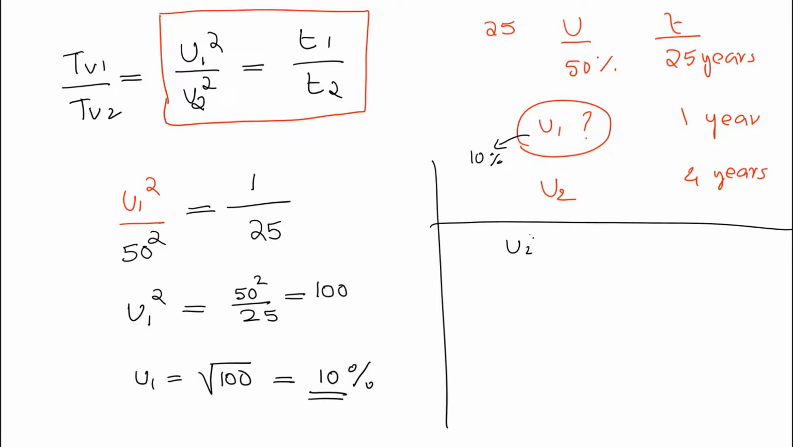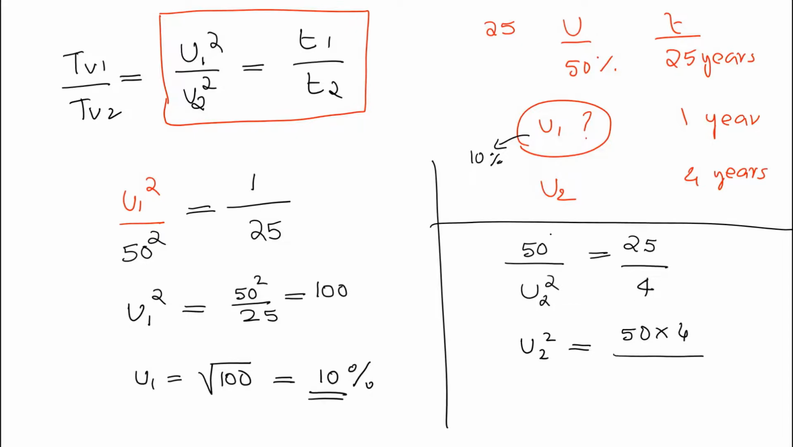So for U2 square, I'm just writing, for 50% consolidation it will take 25 years. So for 4 years, it will take U2, right? So U2 square is equal to 25, 50 into 4 divided by 50 square, right? So 50 square by U2 square is equal to 25 by 4. So 50 square into 4 by 25, which is equal to 400.